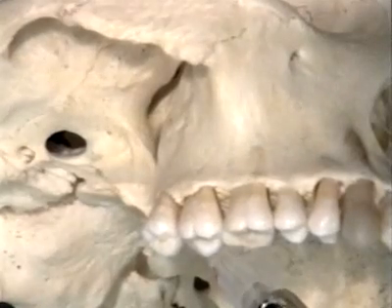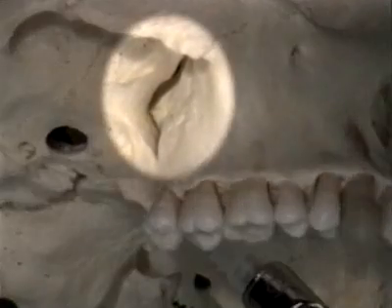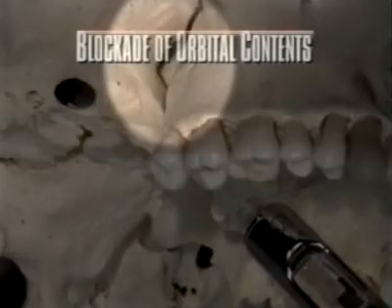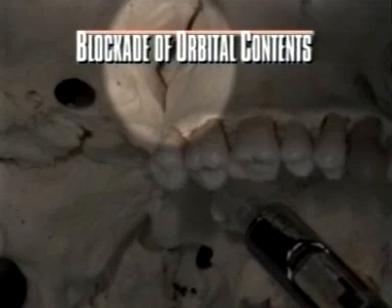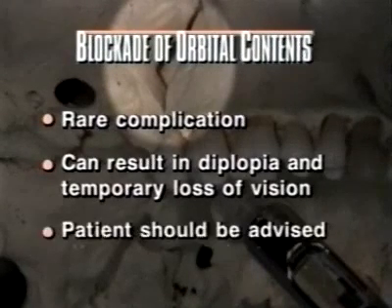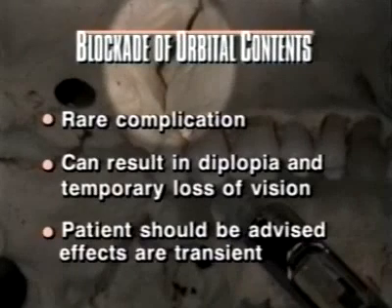If the needle is advanced too high in the pterygopalatine fossa, as can happen in children and small adults, blockade of the nerve supplying the orbit can occur. This rare complication can result in diplopia and even temporary loss of vision. The patient should be advised that these effects are transient and will disappear as the local anesthetic dissipates.